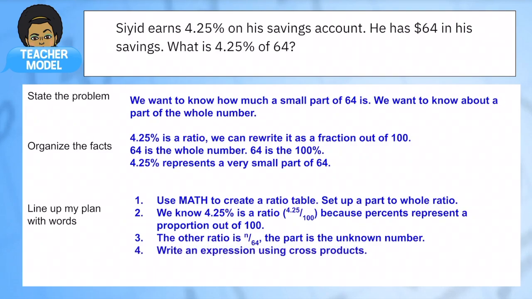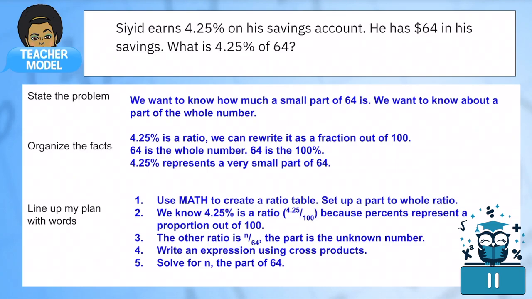You're going to see us write the expression using the cross products, and then we're going to solve for that unknown, and then we'll know what the part of 64 is. So that's the plan. We're going to jump into action. Hit pause so you can jot this down in your notes, and let's see how it goes.